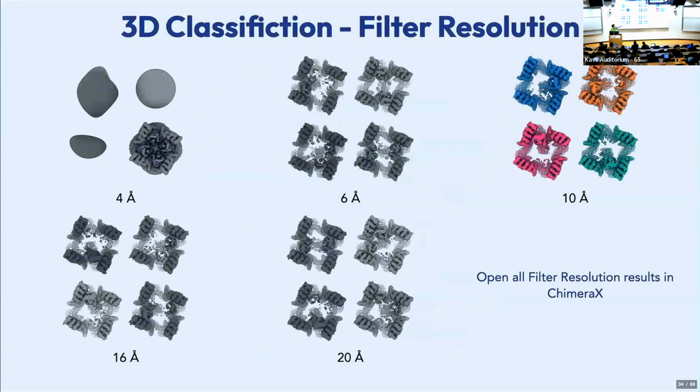And I'm just, again, emphasizing that all we're changing here is the filter resolution, and you get these really dramatic effects. So if you're ever running one of these jobs and you get this problem where all your particles go to one class, or you're not getting a nice separation, like you know there should be two classes, but you're only seeing really one or the same thing twice, the filter resolution is the first thing I would recommend playing with.